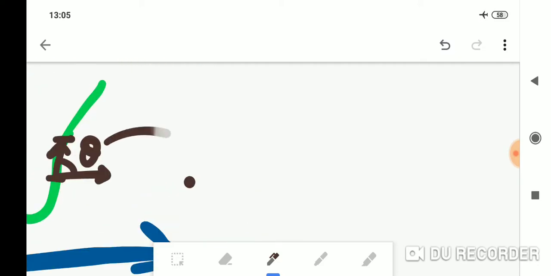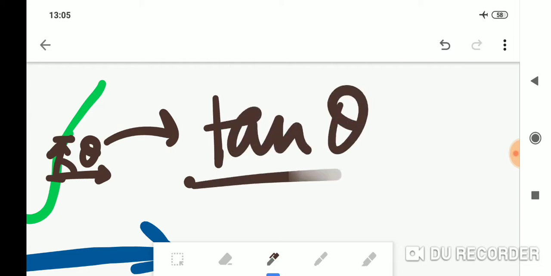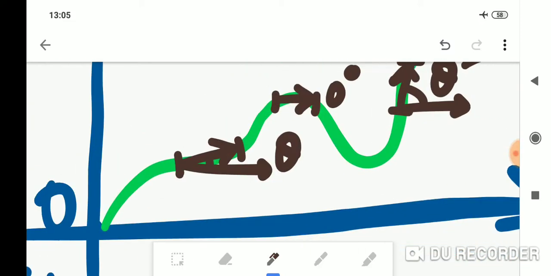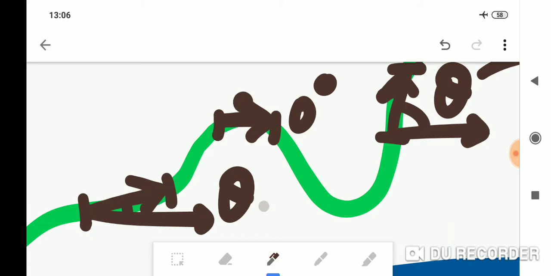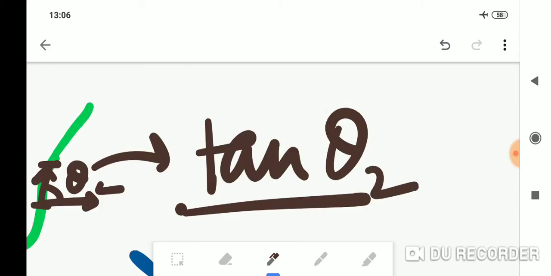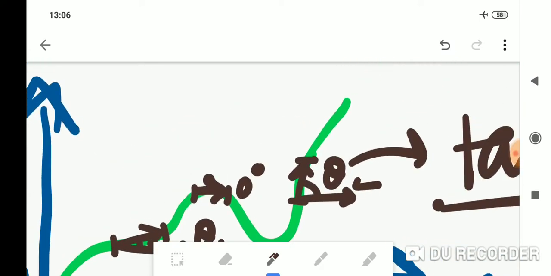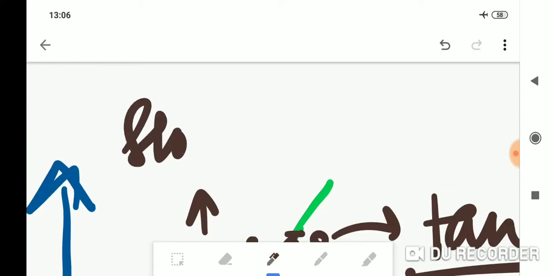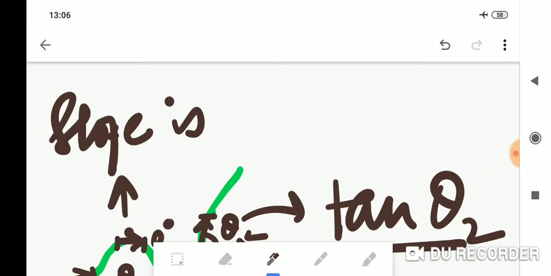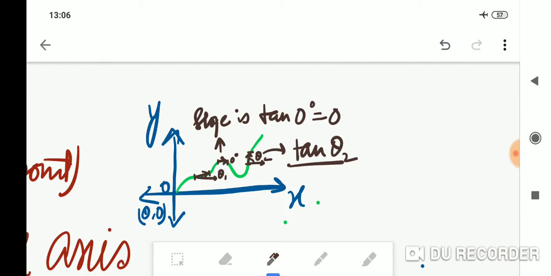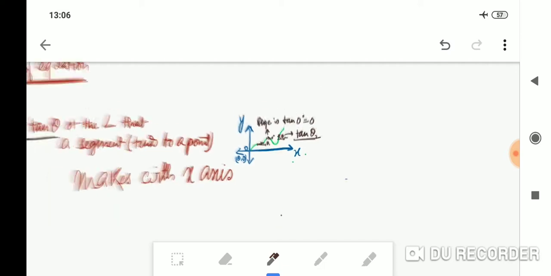So tan theta is the slope of this point. Tan theta is the slope for this point, and tan 0 is the slope for this point. So with theta 1 and theta 2, the slopes are tan theta 1 and tan theta 2. We can see that at this point the slope is tan 0 degree, which is equal to 0. Slope is 0. Thus we can get the slope for any part.